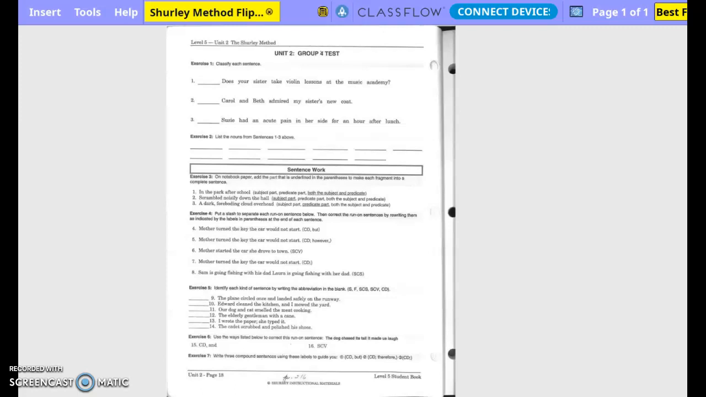Sister, subject, noun, right? What is being said about sister? What else? Does take, right? So take is the verb, does is the helping verb. Okay? Take what? Lessons. Are lessons the same thing as sister? No. So it becomes the direct object and take becomes the verb transitive.